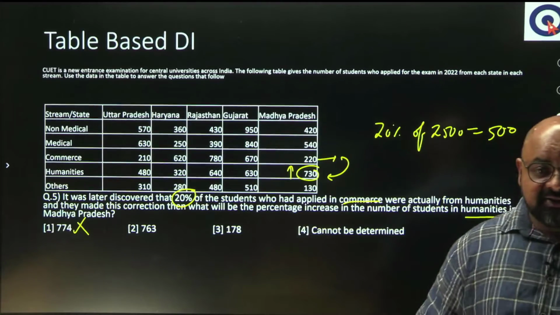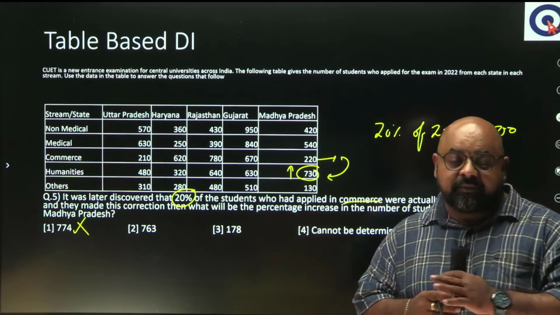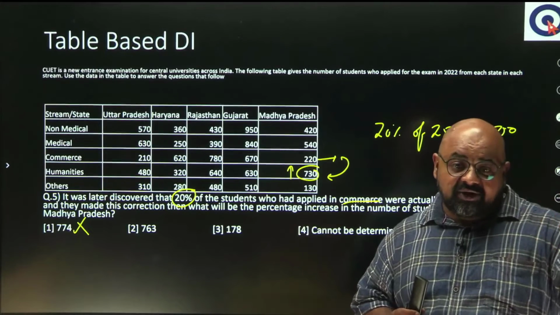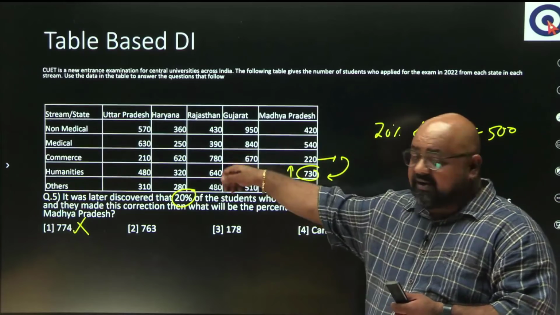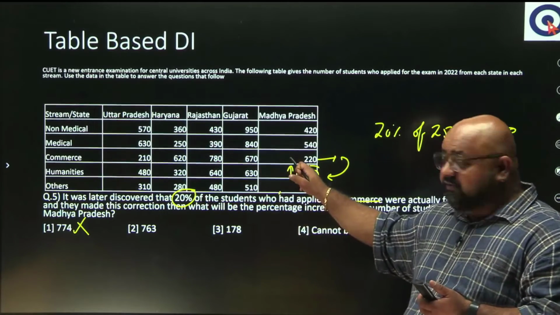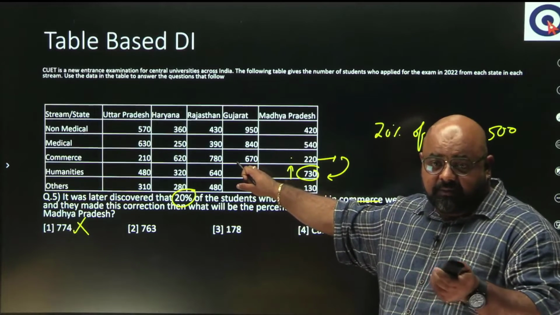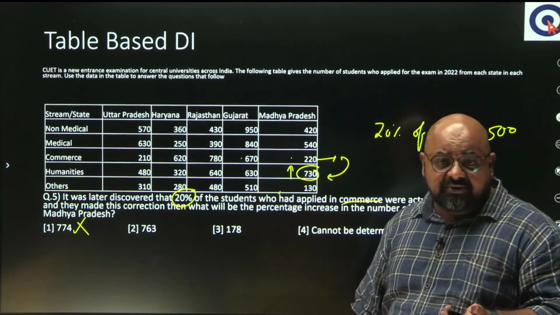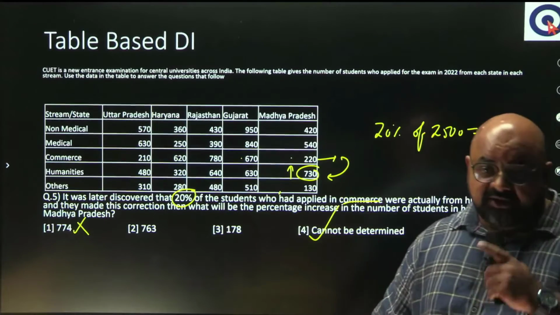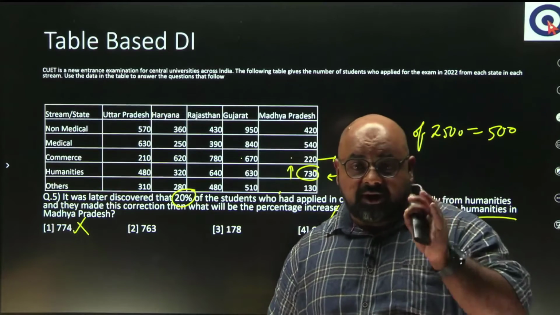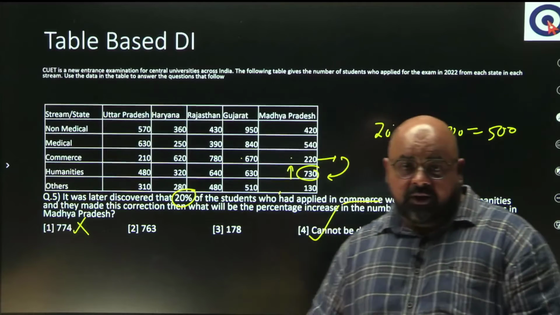Why would this be a wrong answer? Because the question asks about some information that is not given to me. It says 20% of the total commerce students. Does not mean that the change will be 20% every year. It is possible that all of these students wrote the answer correct. All the 500 students who put the wrong stream were from this state. That is a possibility, right? So the answer here will be cannot be determined. So as I said, please ensure what data is given and what is being asked to you for the answer.